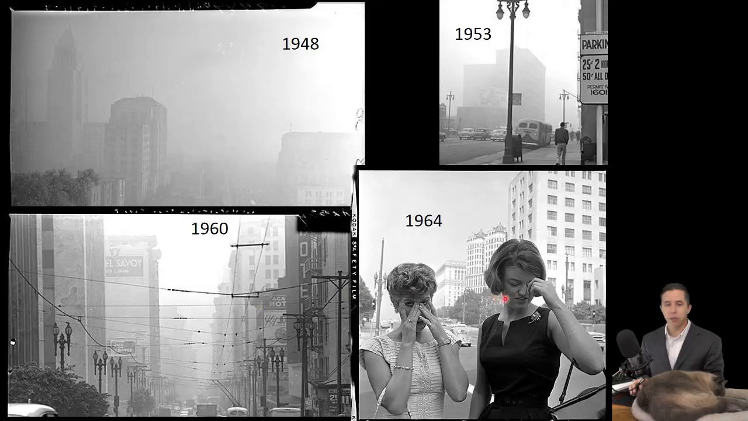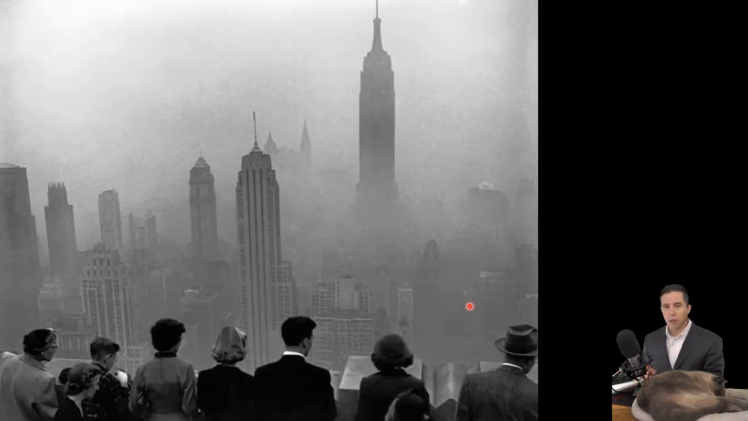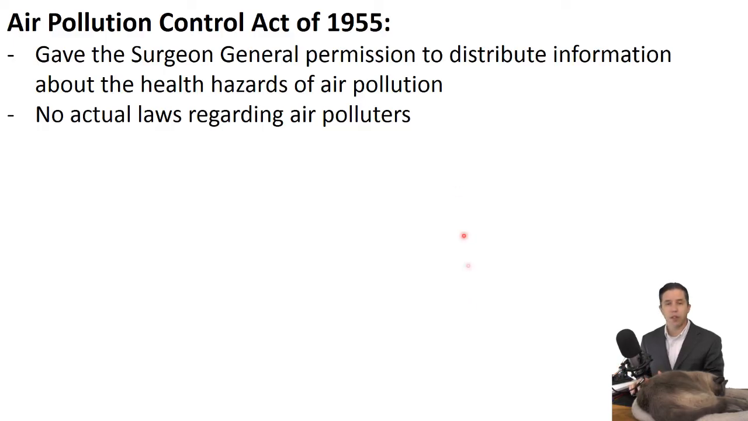And it became really unpleasant to live there. You know, everybody's eyes are burning. You couldn't see the buildings. It was really not pleasant to be outside. And so finally, Congress decides to do something about it starting in the 50s. And it starts out with something called the Air Pollution Control Act. And it really didn't do much by today's standards. It gave the Surgeon General permission to distribute information about air pollution, like that's a big nothing, but baby steps, okay?